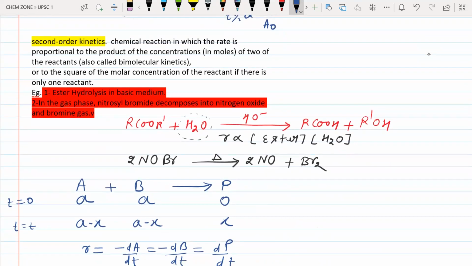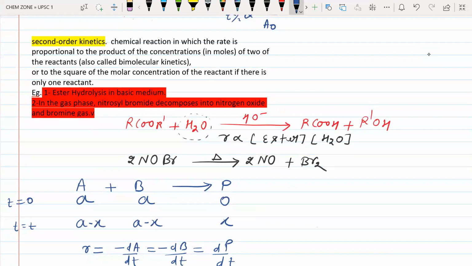Now, what is second order reaction? We know that it is the reaction in which rate is directly proportional to the square of concentration of reactant if there is only one reactant, or we can say that the rate is directly proportional to the product of concentration of two different reactants.